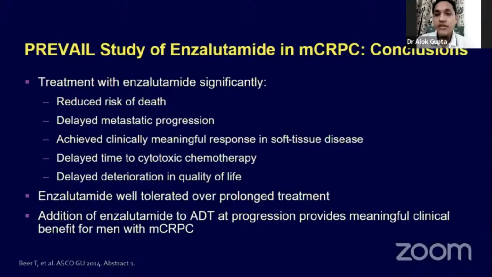So these are the conclusions which I just enumerated. Enzalutamide in this setting resulted in reduced risk of death, delayed metastatic progression, achieved clinically meaningful responses in soft tissue disease, delayed time to cytotoxic chemotherapy, and delayed deterioration in quality of life. So it was acting on virtually all the secondary endpoints as well.